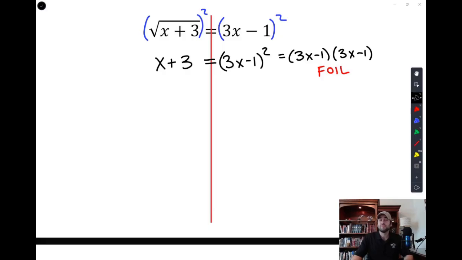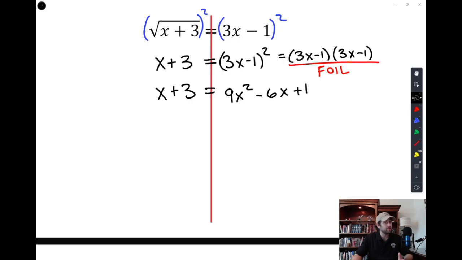I might rush through the FOIL for you. If you want to slow it down and try it on your own, you should, but I'm going to go ahead and FOIL that to 9x^2 - 6x + 1. The first terms resulted in 9x^2, the second terms resulted in negative 3x and negative 3x, combining to be a negative 6x, and the last term's negative 1 times negative 1 was a positive 1.